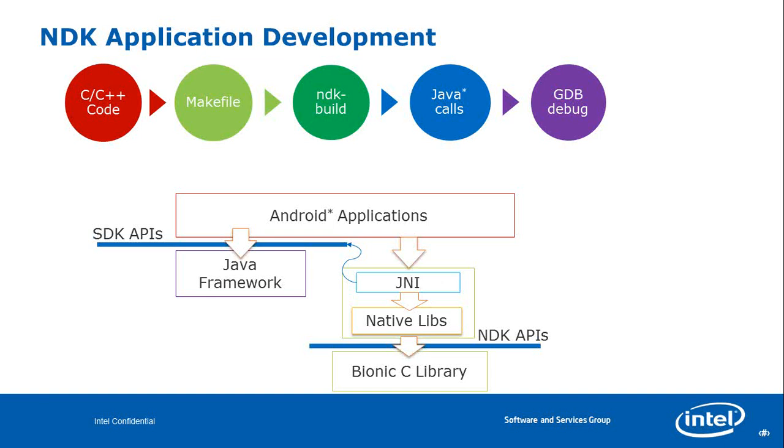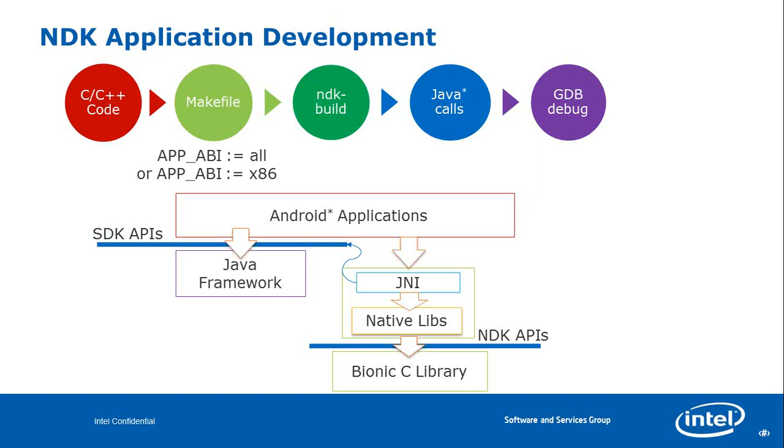When you want to convert existing C and C++ code, or write fresh new code for the NDK, first you write the C and C++ code, then you generate a makefile for it, and then you build it using ndk-build. Then you have Java calls to integrate this C and C++ code onto the Android platform. Sorry, the Android SDK. How do you do this?